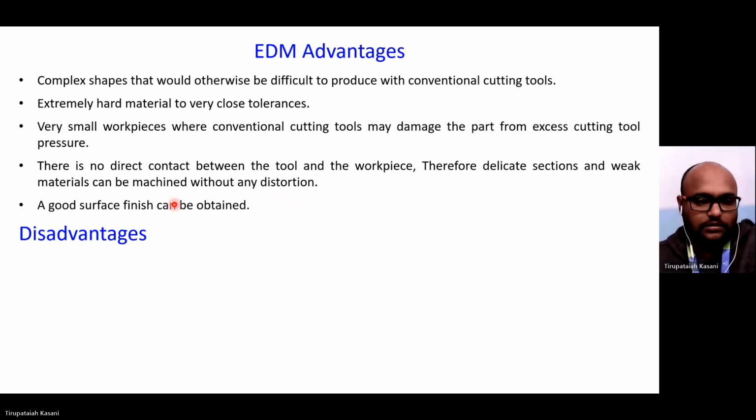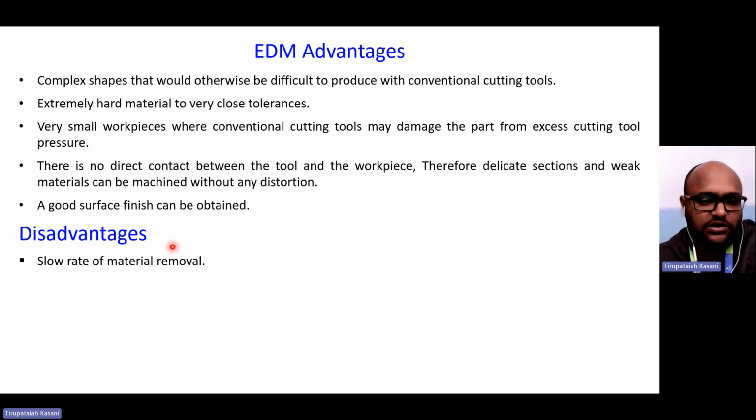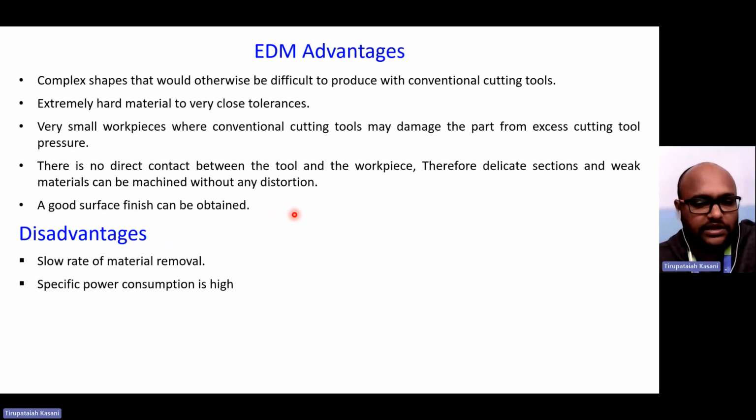See here, these are the disadvantages. Slow rate of material removal and specific power consumption is high. What is the specific power consumption? It means the amount of energy required for removing a unit of metal from the workpiece material, from the job. It is very high in this process compared to other conventional and unconventional machining processes.